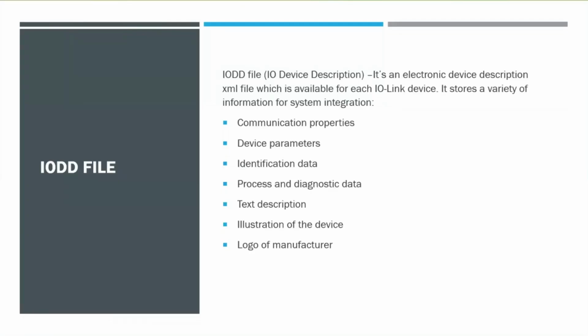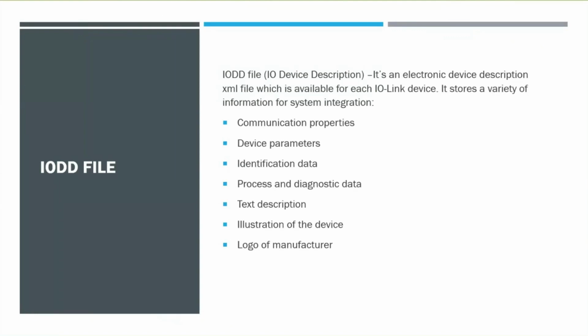And the final component, the IODD file, which is called IO Device Description. Again, it is an electronic description which is available for all IO-Link devices. So this actually stores all important parameters such as communication properties, identification data, process and diagnostic data, text descriptions of what each parameter means, and you also have a picture of the device itself as well as the logo of the manufacturer.